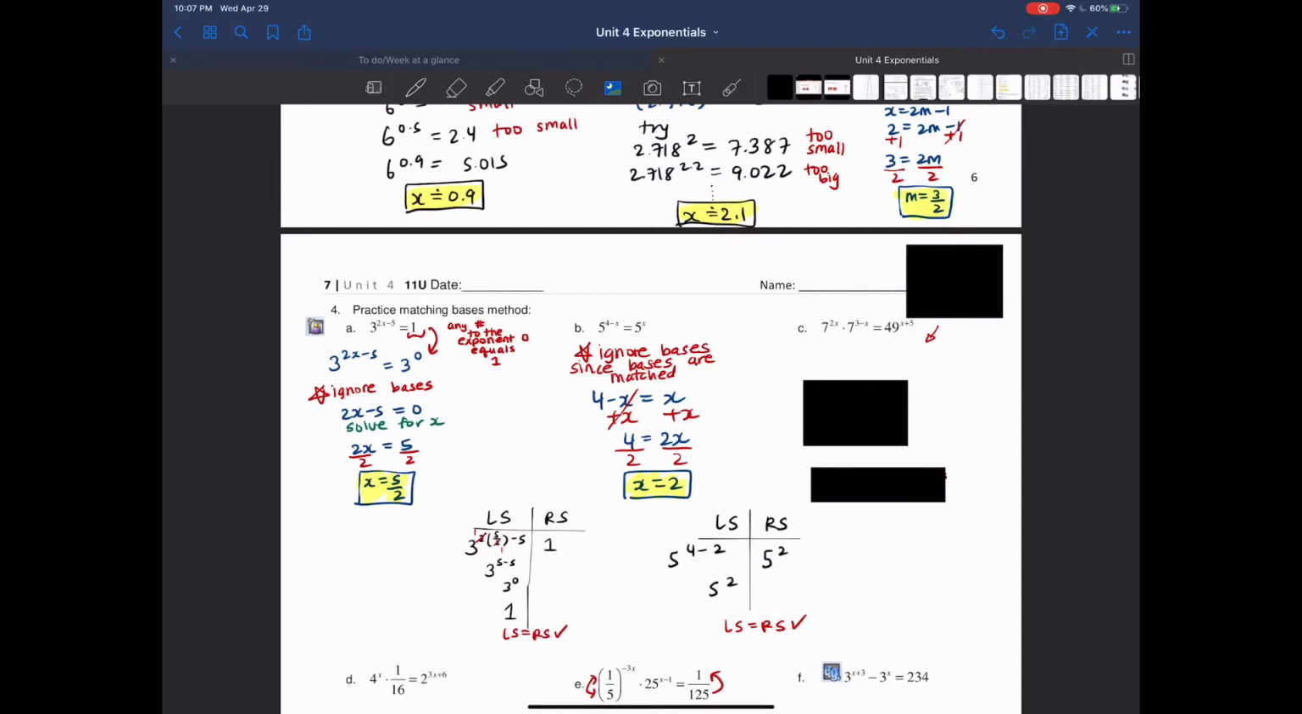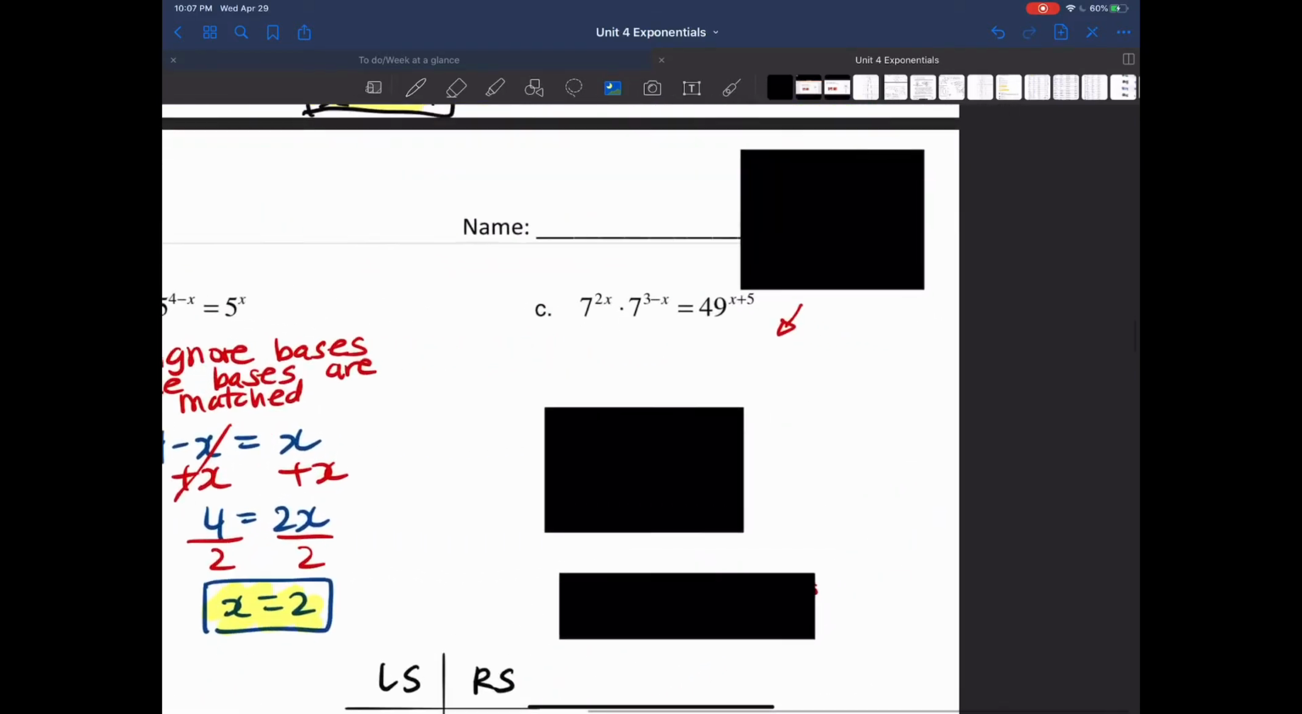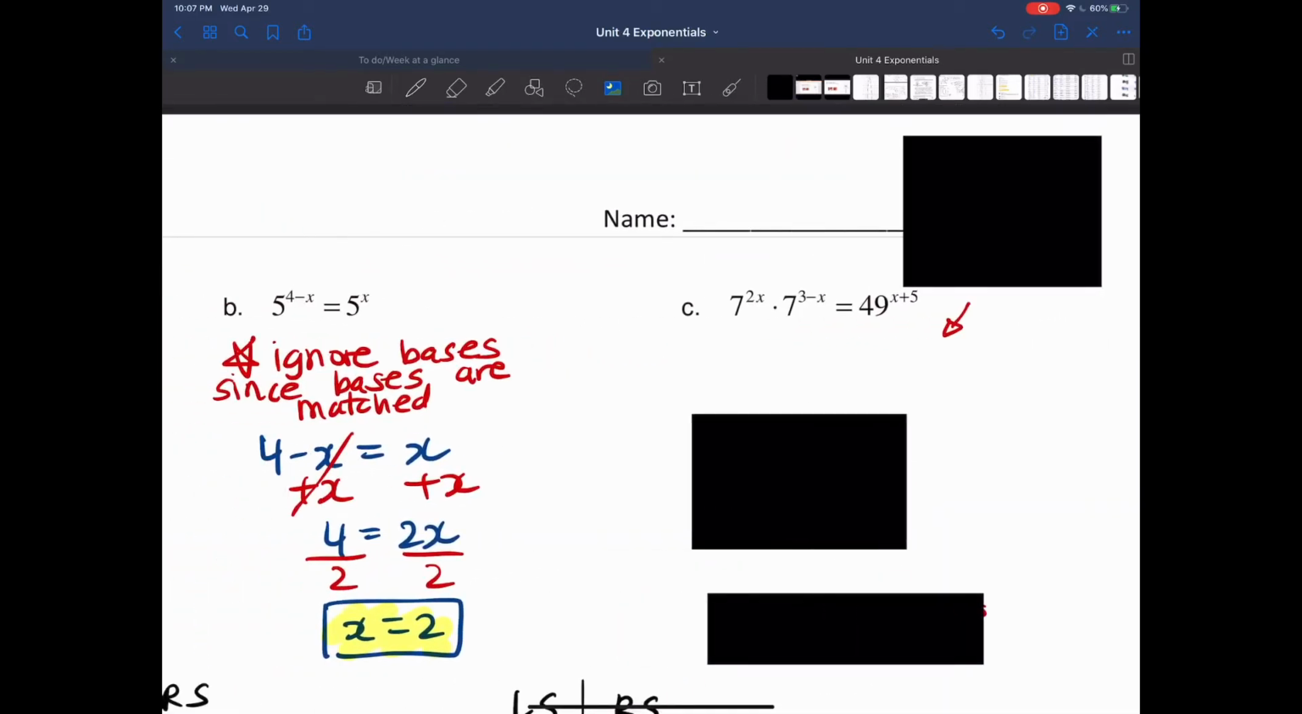All right, part C. So I have 49 to the exponent x plus 5 on the right side and the rest on the left side. So is there any way that I can change it so that my bases are going to be the same? Can 49 be rewritten so that it has a base of 7? Well, 49 is a perfect square. Does that help? Well, 49 can be rewritten as 7 to the exponent 2.